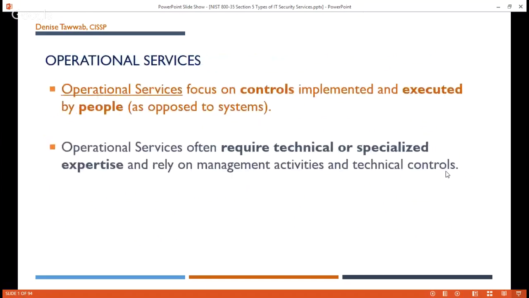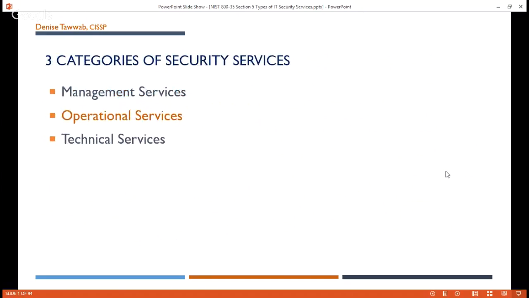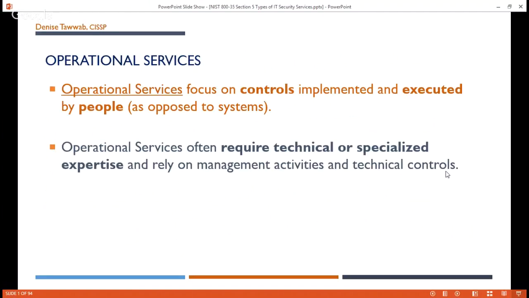All right, I'm missing my slide for management services, but I still want to talk about this. Management services are those services that fall under the purview of senior management, the people who are in charge of managing the IT security program itself. These are your high-level controls, your policies, your procedures, those sorts of things that come under the people who handle the actual governance of the IT security program.